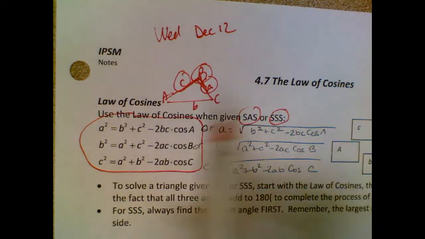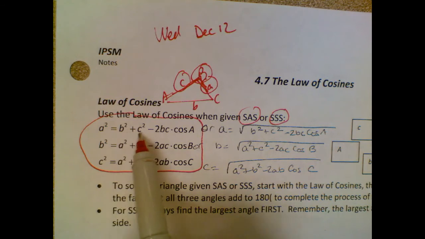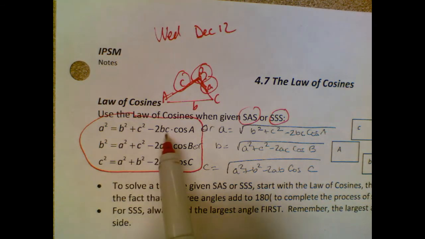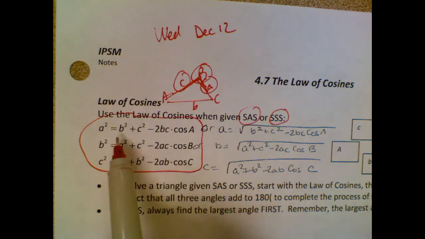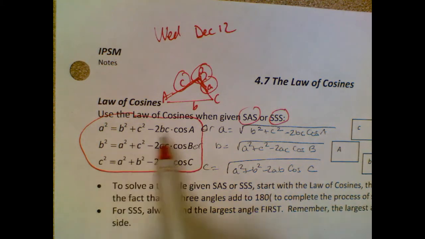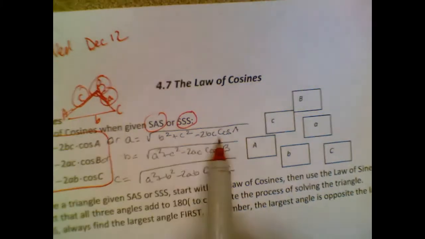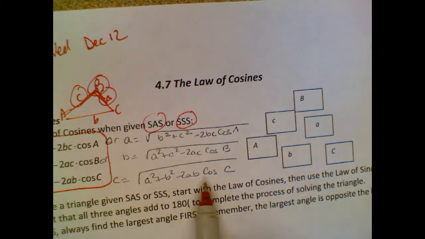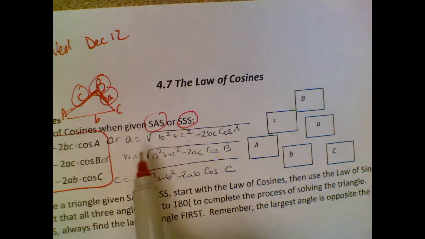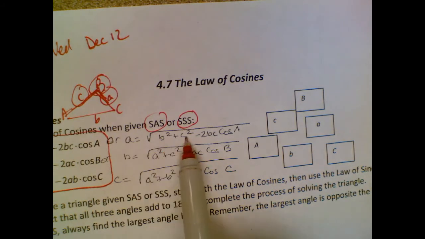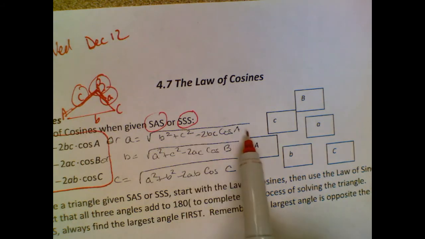So if you're trying to find side A, you use the two sides that are given. You would know side B and side C, so you square them, minus 2bc, and then cosine of the given angle. These are not calculator ready, so right next to this, I have these already calculator ready. So if you're trying to solve for side A, it's b squared plus c squared minus 2bc cosine of A. The angle that you know will always be the big angle of the side that you're solving for.